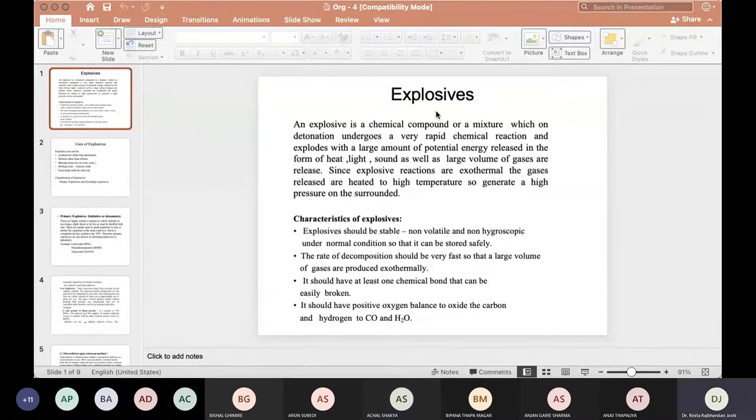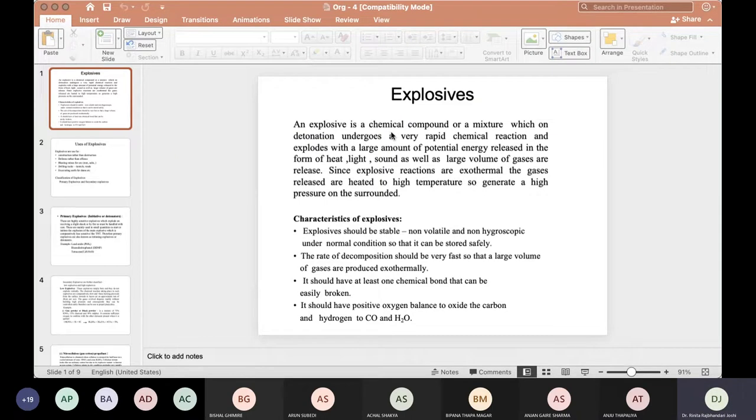Okay, then we are going to start the new topic, that is explosive. We have finished isomerism too. We are going to start the new topic, explosive, which will carry 5 marks for your final examination. In this topic, how to define explosive? What is explosive?